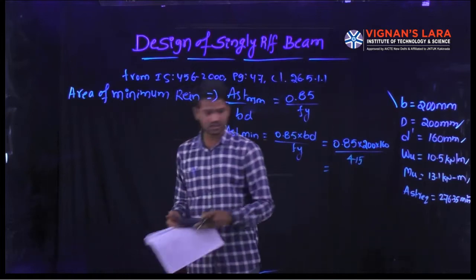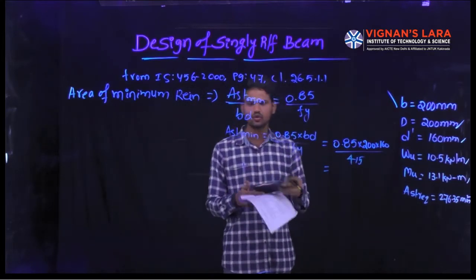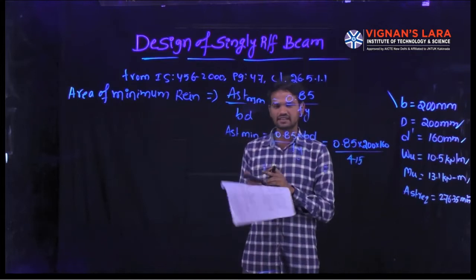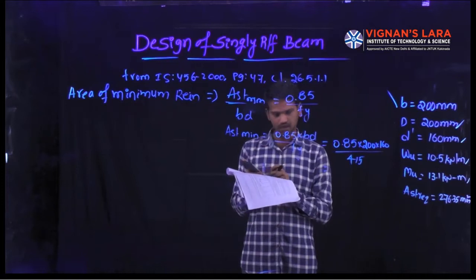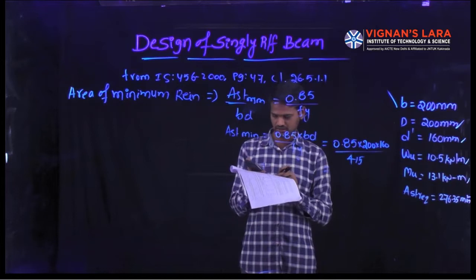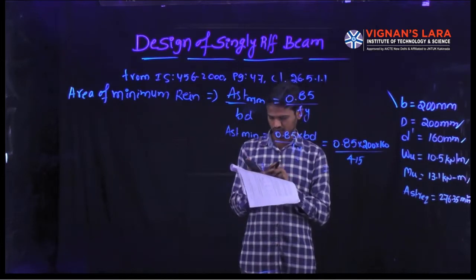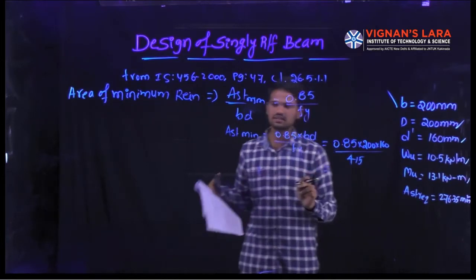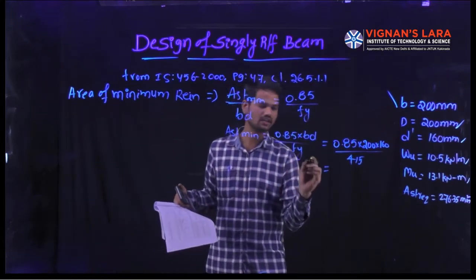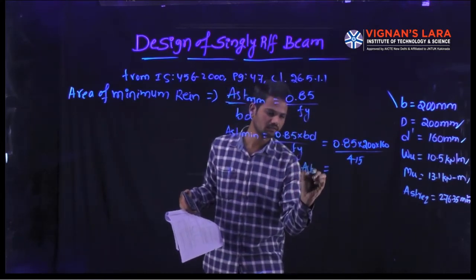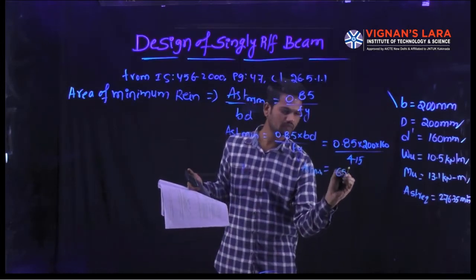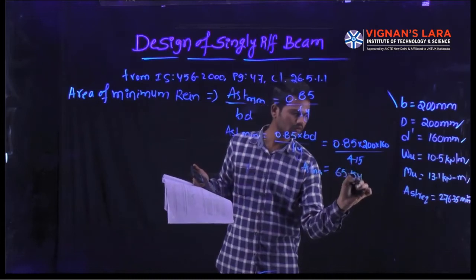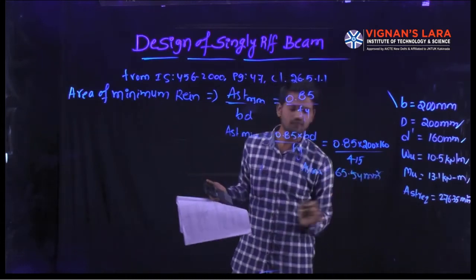If you substitute these parameters and calculate, you can get the minimum area of tension reinforcement in the beam. That minimum area of tension reinforcement is 0.85 into 200 into 160 divided by 415. I am getting this minimum area of tension reinforcement as AST minimum equal to 65.54 mm square.